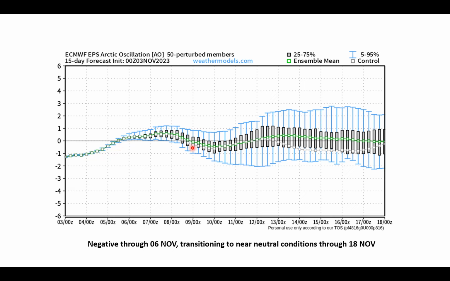Then it's going to transition to near neutral conditions. You see a little bit of a dip here again. This model is indicating it between the 9th and the 11th of November, but it's very short-lived. And then it goes back up to neutral conditions through 18 November.